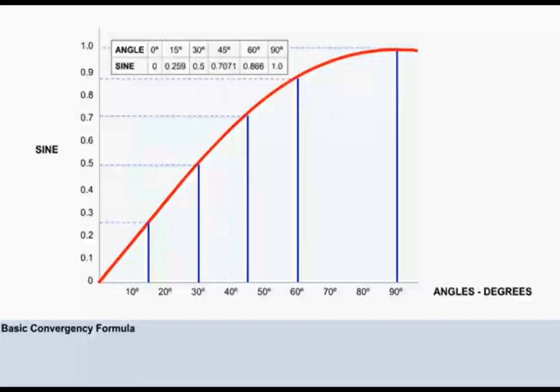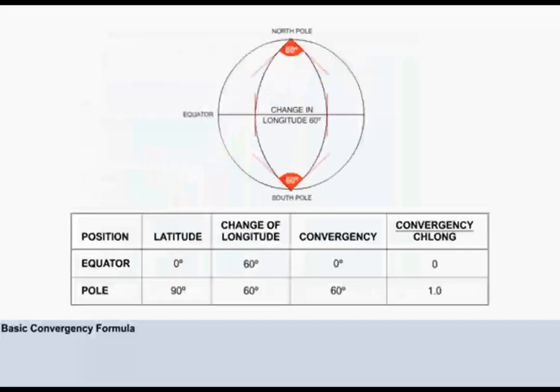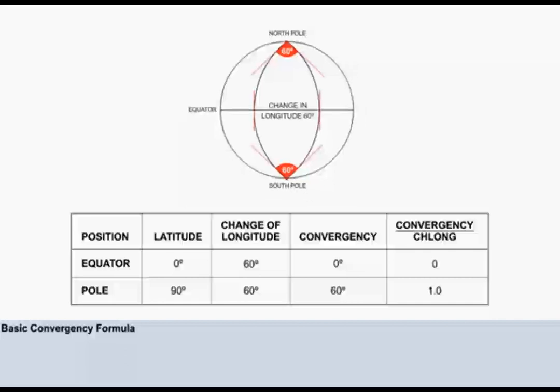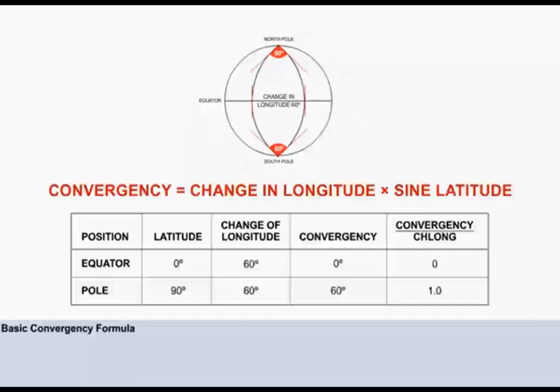The relationship between convergency and change of longitude is therefore defined by the sine of the latitude. This gives us the basic convergency formula. Convergency equals change in longitude times the sine of the latitude.